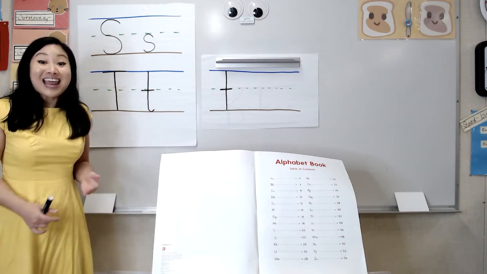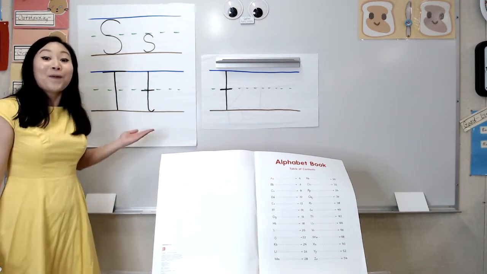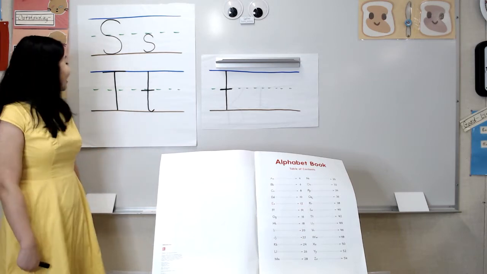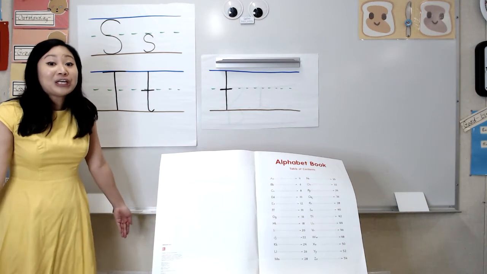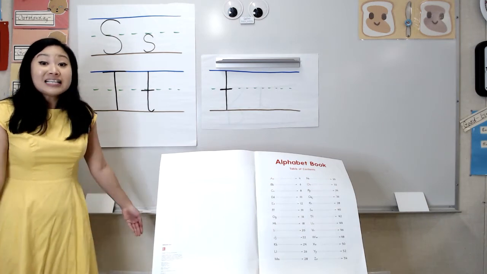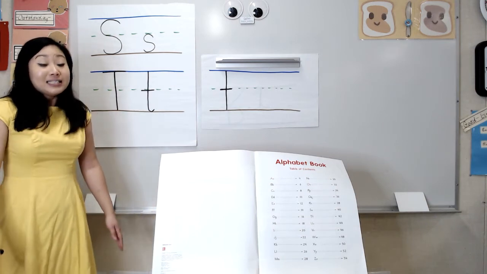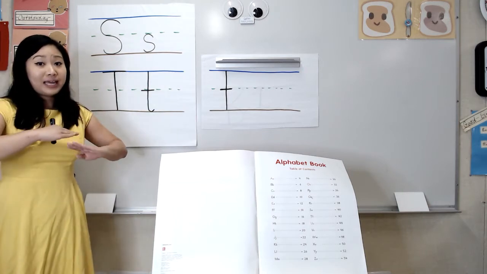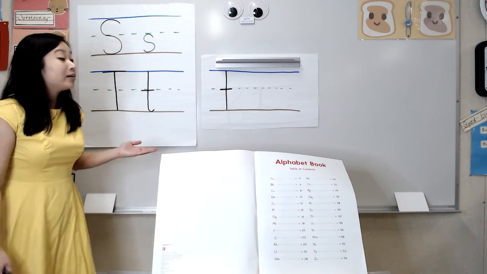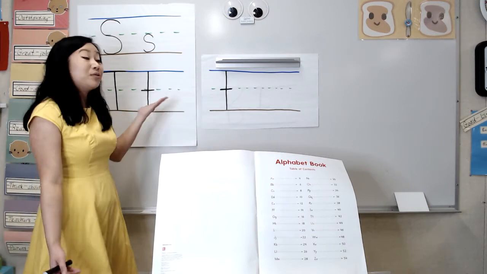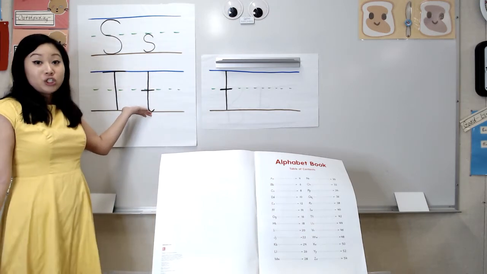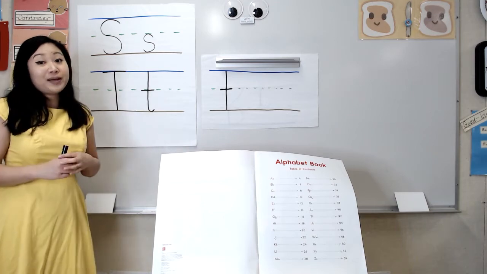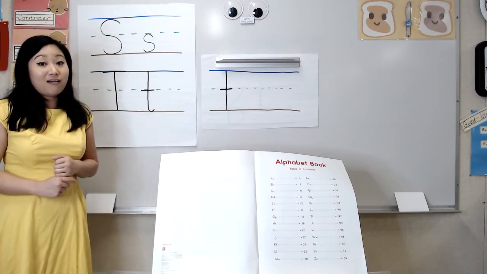Okay, friends, now let's look at both letters. What do you notice? Well, they don't really look alike at all. S is full of curvy lines and T is full of straight lines, and some people like to write their lowercase t like this, and so it really is just all straight. But I guess if you put the tail like Miss G, then it has a tiny curve, but they don't look very much alike at all.